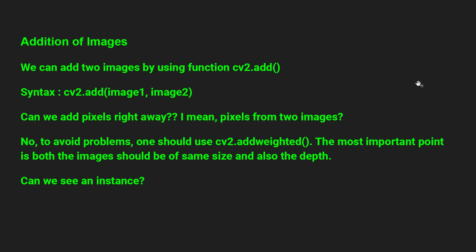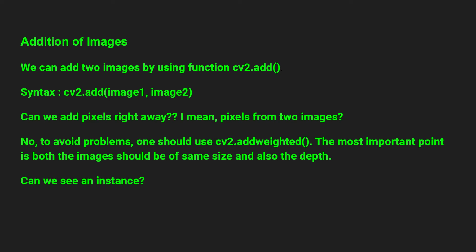So how does it work? Very simple. We have got a method or function called cv2.add. When you use cv2.add, you can specify image 1 and image 2 over there, and once this function is executed, you will get the result. But there are some issues related to combining pixels together. There could be some challenges and it is a problem.